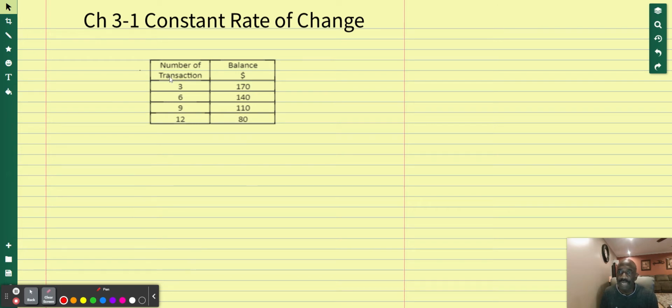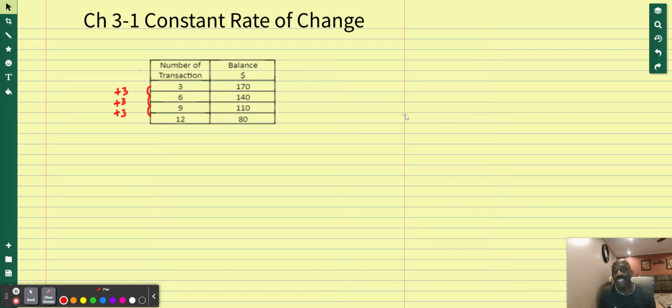First of all, let's look at the number of transactions. It's going from 3 transactions to 6 to 9 to 12. Let's determine how this is changing. From 3 to 6, it went up 3 transactions. From 6 to 9, it goes up again 3 transactions. And from 9 to 12, it goes up 3 transactions. All of those are the same. So right now it looks like it's going up by the same constant number of 3 transactions every time.